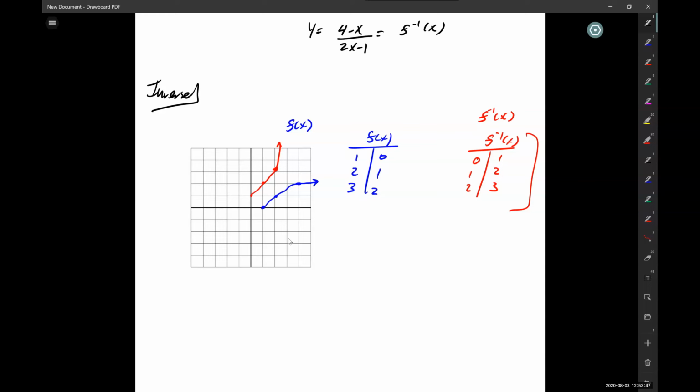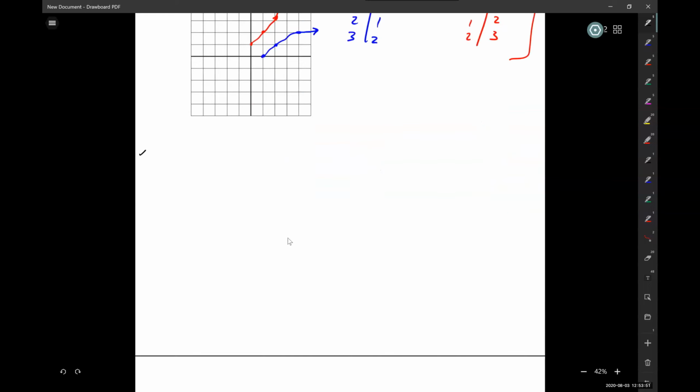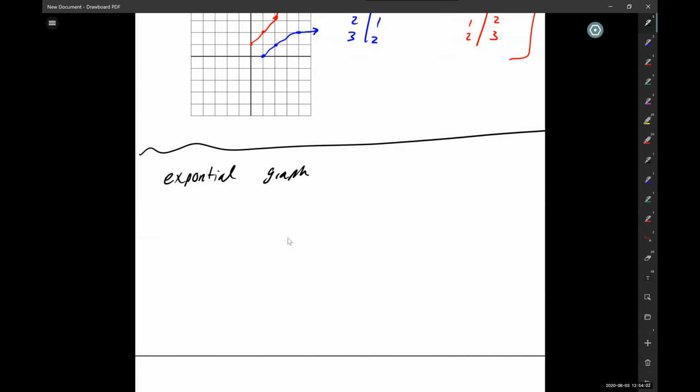Alrighty, so that's in terms of all the inverses. The other thing we can kind of talk about is looking at exponentials, both equations and graphs. Let's look at an exponential graph first. Let's say I give you the equation of y is equal to 2 to the x plus 1 minus 2.